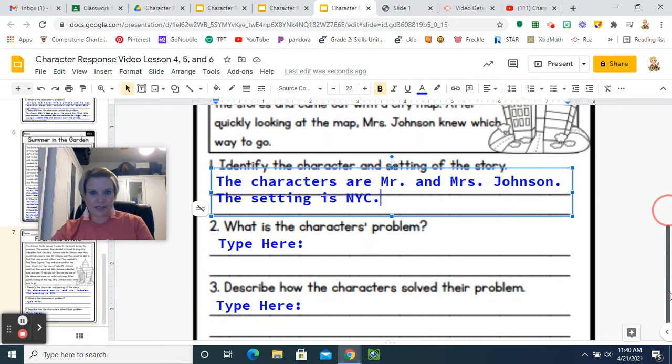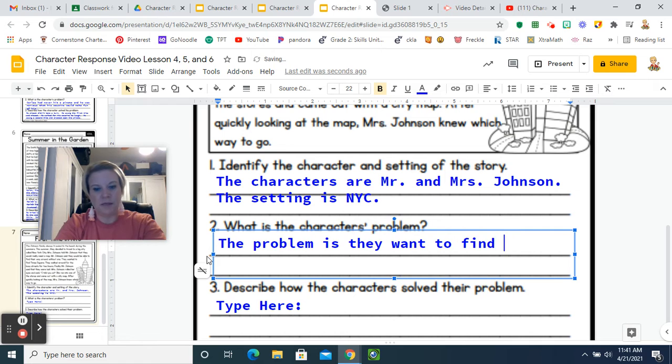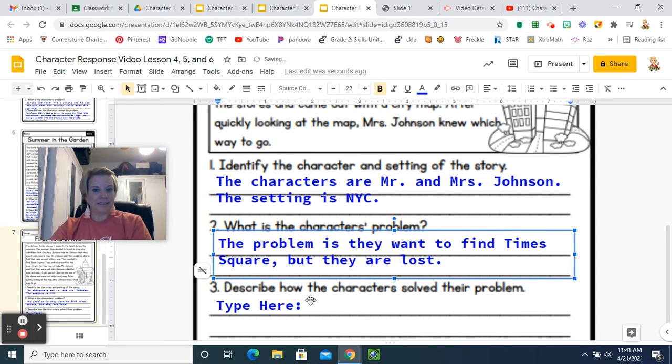So let's go back down to the problem, and I might be able to fit this in. The problem is they want to find Times Square, but they are lost. All right, let's look at how the characters solved the problem.